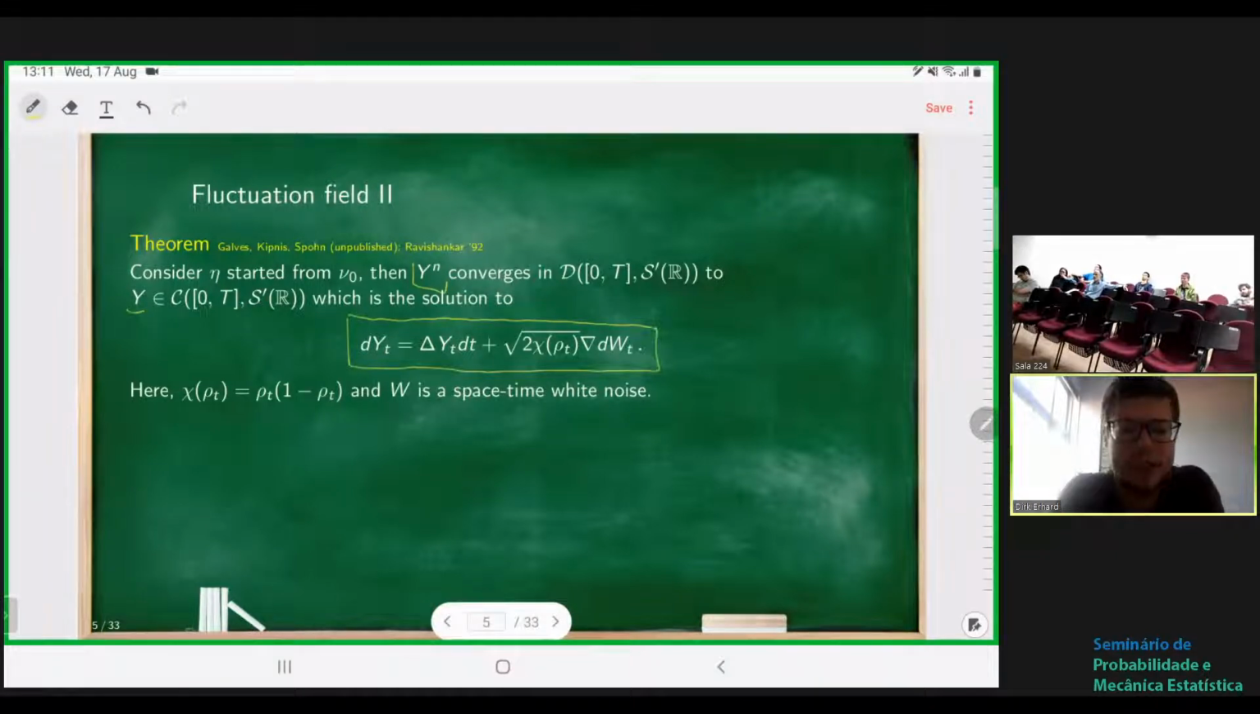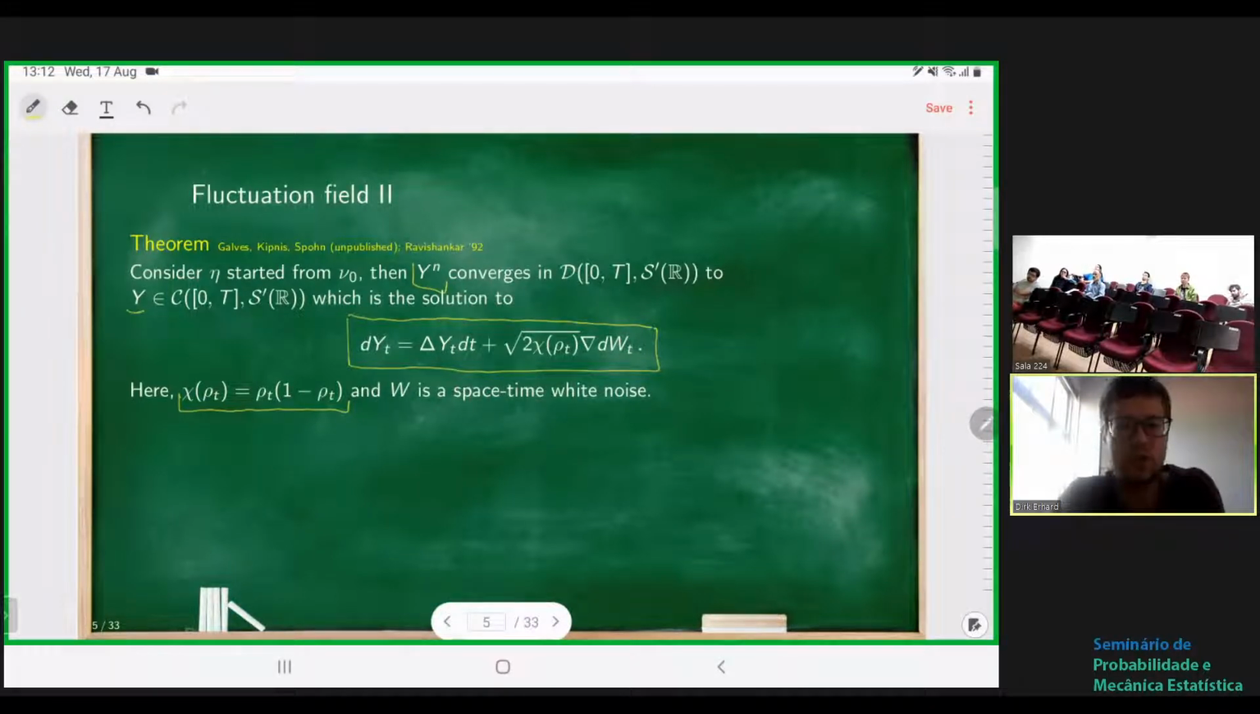So dy_t is Laplacian y_t dt, plus square root of 2 chi of rho_t nabla dw_t. So here the function chi is given by rho_t times 1 minus rho_t, and w is a space-time white noise. The way to formalize this, or the way to formulate it, usually is in terms of a martingale problem, which I will not mention here.